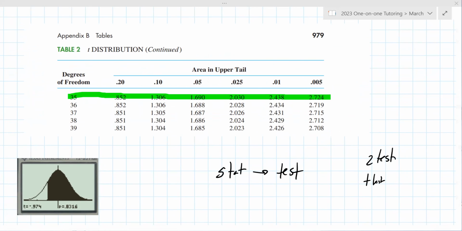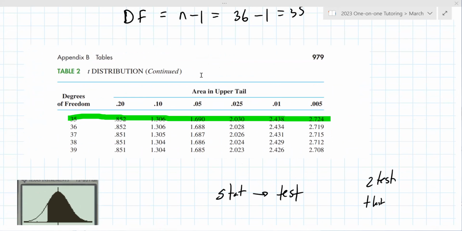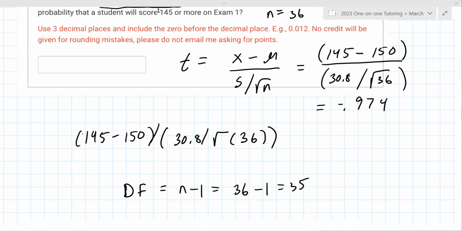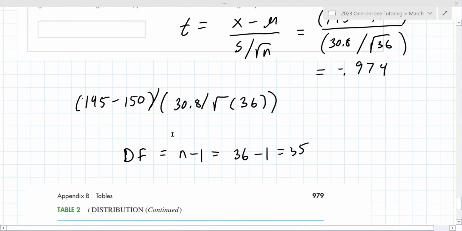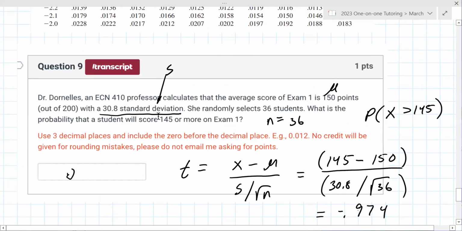All right. I'm going to see if we can get one more in here. I guess 10. We're up to 10. Wait, so what would the answer be? 0.8316? Yes. Okay. Or 0.832.